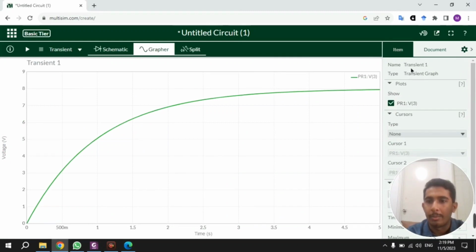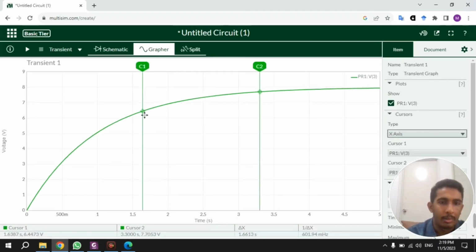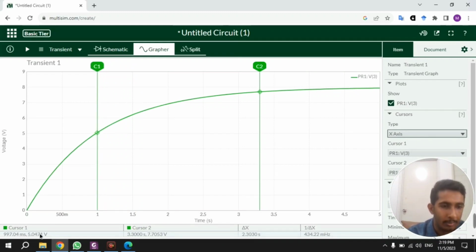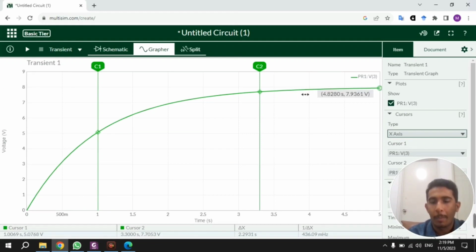So we can also check from here. Oh, sorry. At 1 second, we're gonna have 0.46. So it's really close to our number because it's not exactly 1 second, but the number is still close, so we could see it's correct. We could see from this graph it's gonna take about 5 seconds to reach 8 volts.